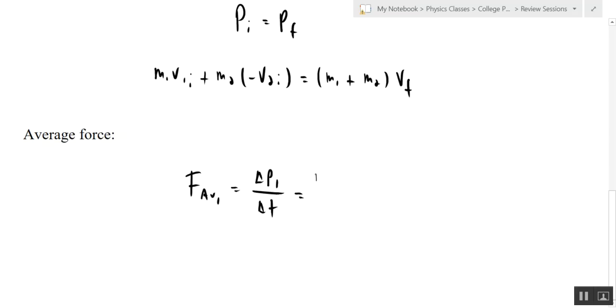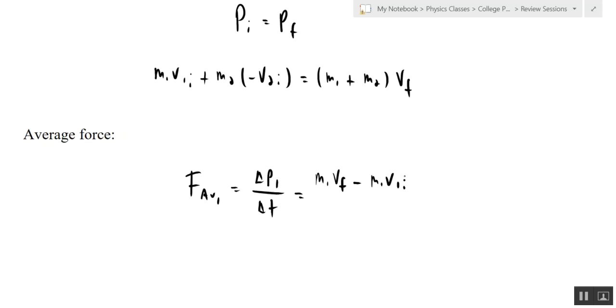So the change of momentum in mass 1: the final momentum of mass 1 is M1 V1F, because after the collision, it's moving at VF, right? M2 and M1 are both moving at VF, because they're stuck together. Minus the momentum of mass 1 before the collision, which is M1 V1I, right? That's the momentum of mass 1 before they collide.